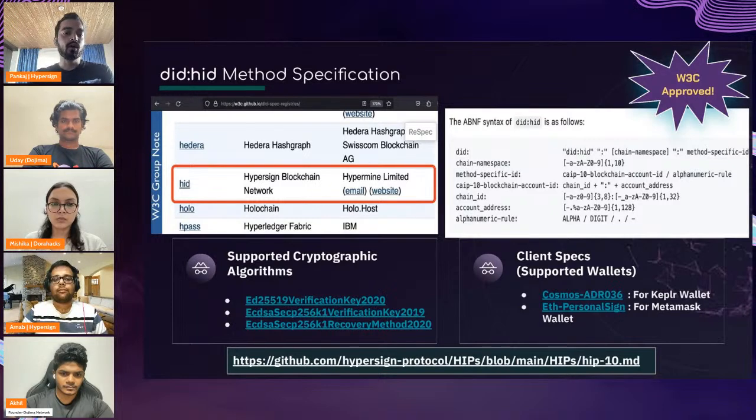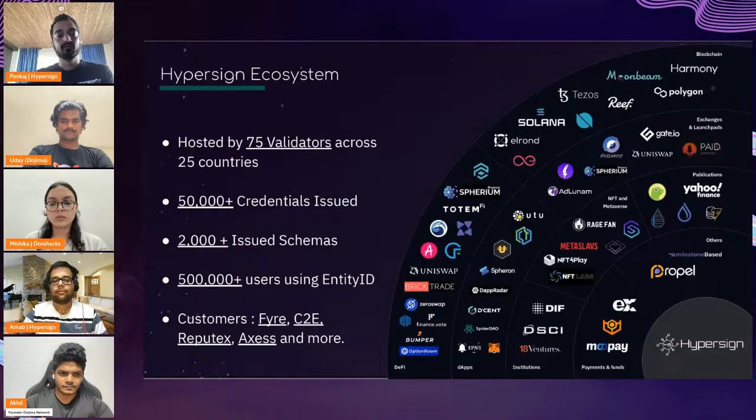I have mentioned here the cryptographic algorithms that are approved, and also the client specs. Client side in Web3 works with wallets, so we have Keplr and MetaMask support right now. Then this is the Hypersign ecosystem. Currently, we have 75 validators across 25 countries running our incentivized testnet nodes. We have issued 50,000 plus credentials so far, 2,000 plus schemas, and 500K plus identities.